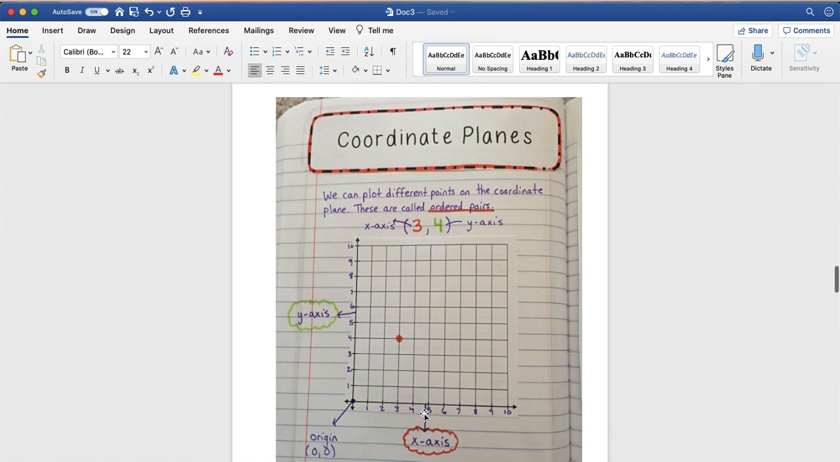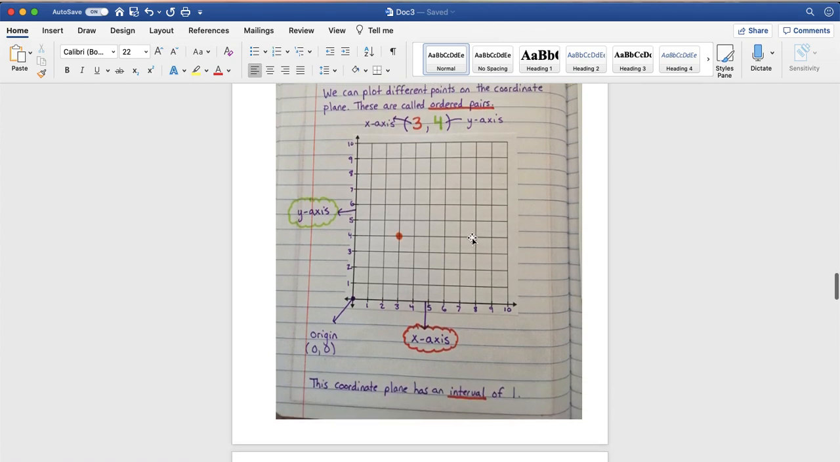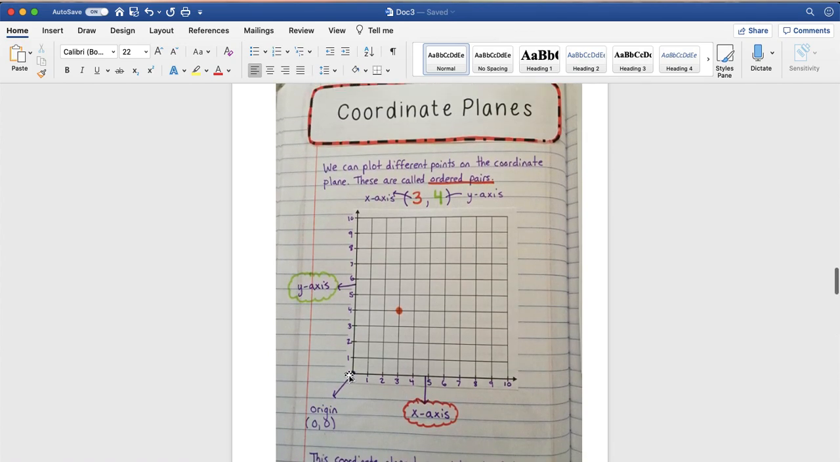Okay, let's do some more review, because the more we repeat this information, the more familiar you will become with it. So again, the name of this whole thing is called the coordinate plane. Again, we have our y-axis that goes up and down, and our x-axis that goes from side to side. And where the y-axis and the x-axis meet, it's called our origin.